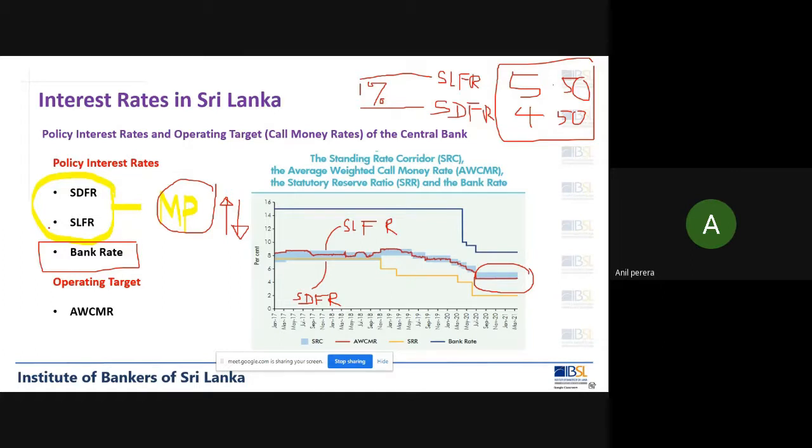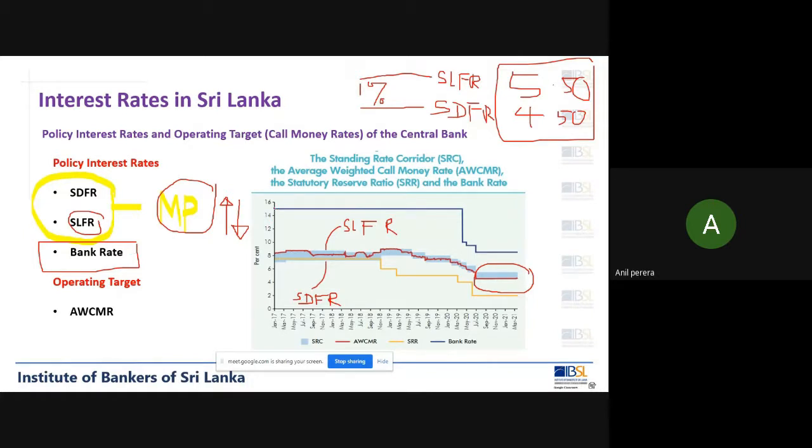Now, when they borrow, they need to give some securities, some collaterals. Even for the SLFR, when they borrow, they have to give collaterals like treasury bills or bonds. Similarly, when bank rate is applied, that is also based on collaterals. If you want to borrow from the central bank, you have to have some collaterals, right? Treasury bills, bonds, instruments like that.